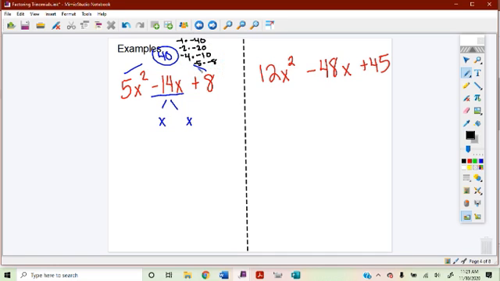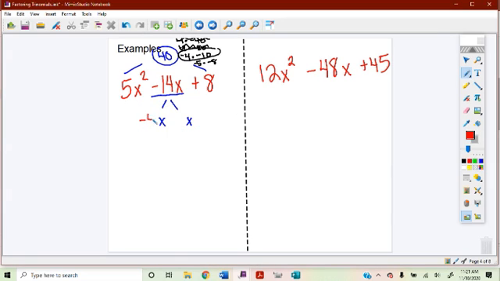Now I need to look at those and decide of those pairs, which pair will also add and give negative 14. Well, negative 1 and negative 40 would be negative 41. Negative 2 and negative 20 would be negative 22. Negative 4 and negative 10 is negative 14. So those are the two numbers I'm going to use to split my negative 14x into.